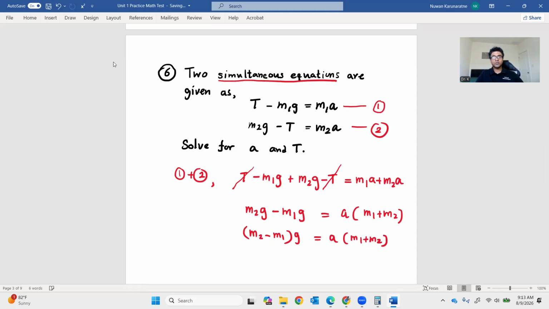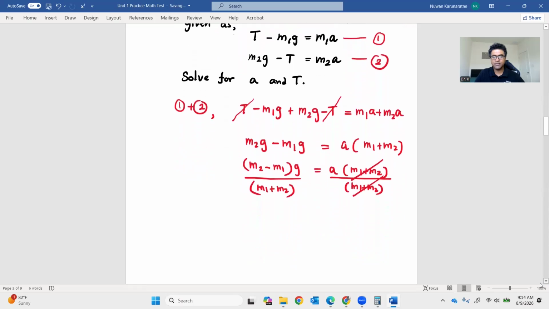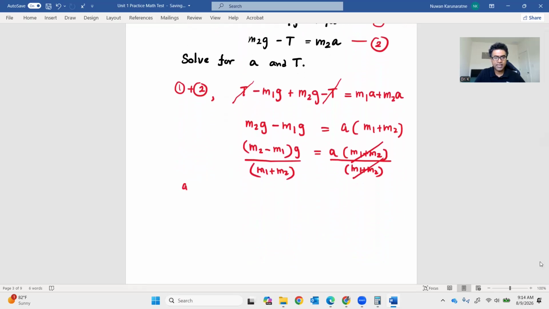And then I told you we need to solve for a, so I'm going to divide this side by m1 plus m2. And I'm going to do the same thing here because it's an equation, m1 plus m2. And then you can see these two cancel out. And then we have our answer. a is equal to m2 minus m1, times g, over m1 plus m2. Okay, so that's one of the answers, a, given in terms of m1, m2, and g. That's what we are asking.